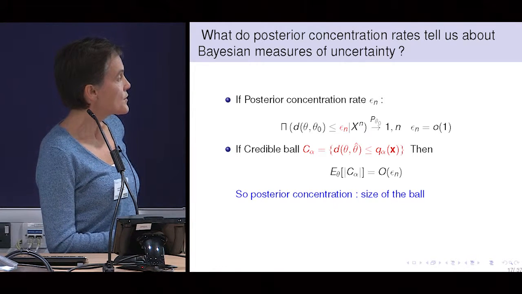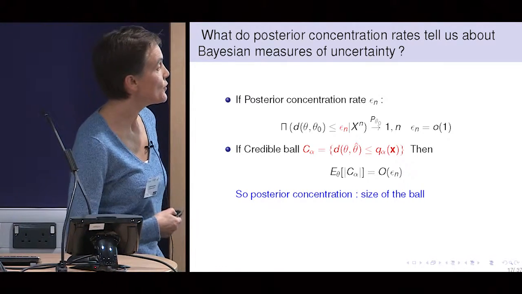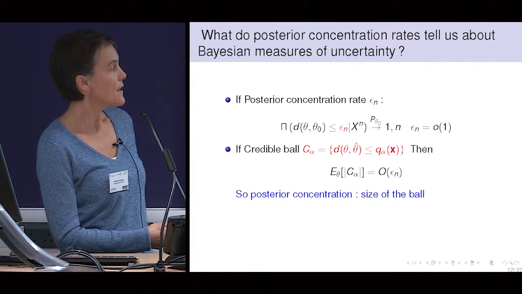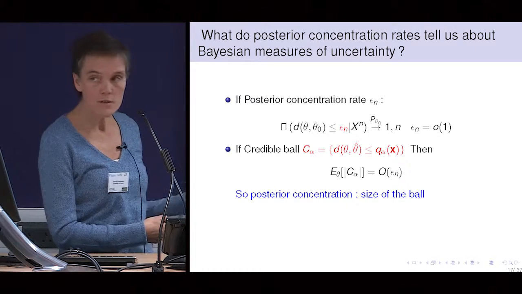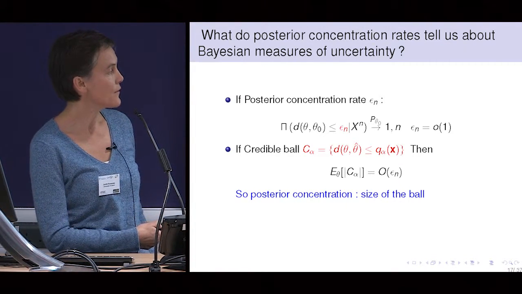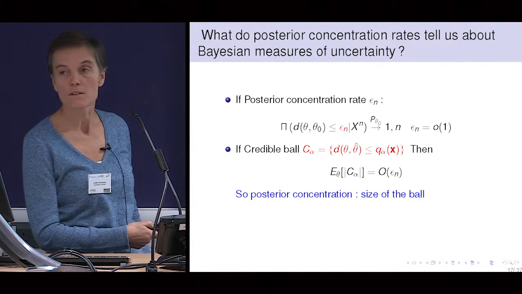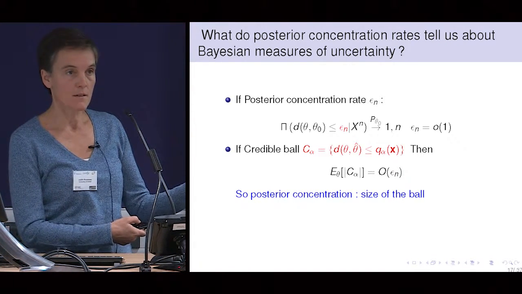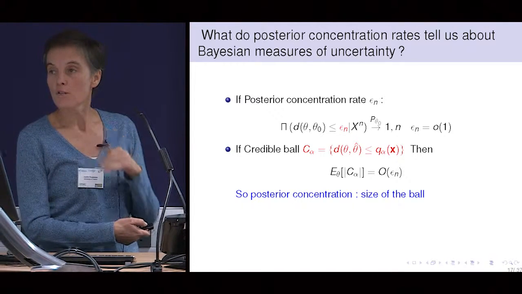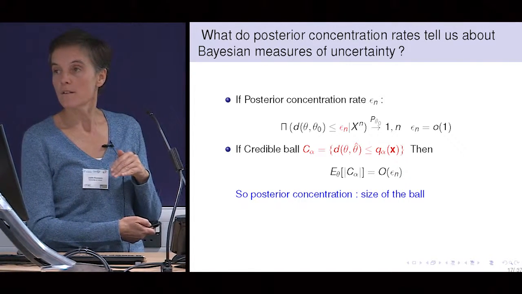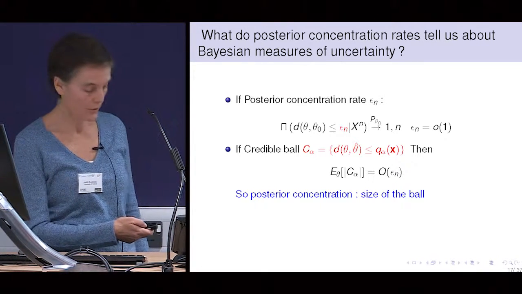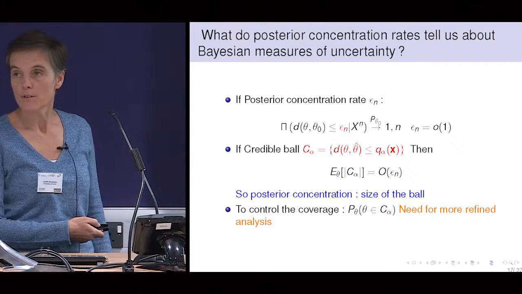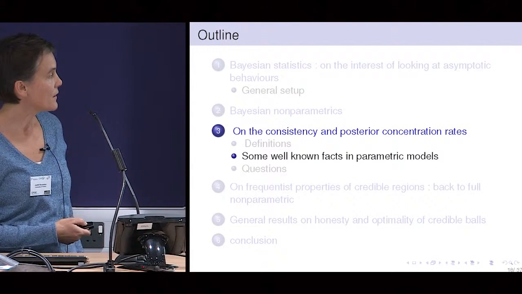Okay? And what happens is that if you define C_alpha like that and you have posterior concentration rates, then the only information that you get from the posterior concentration rate is the fact that the size of your set is epsilon_n, essentially. So the posterior concentration rates tell you something about the size of the set. It doesn't tell you anything about the coverage of the set, the frequentist coverage of the set. So you have to do something else to understand how it works. And that's much more refined. That's much more difficult to be able to say something like that.